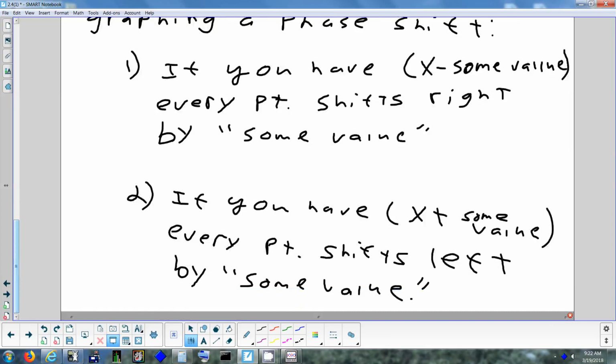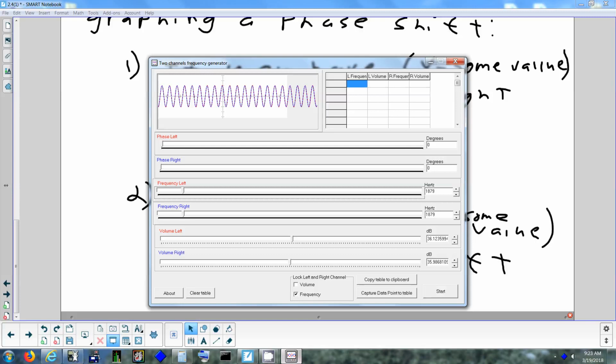Okay, so I'm going to go back to the sound program and just show you again some shifts. And I'll play it, and I'll let you hear what a phase shift sounds like. Okay, so first I'm just going to put the frequency right at around 1,000 hertz. Okay, that's not going to change. That's the pitch of the sound.